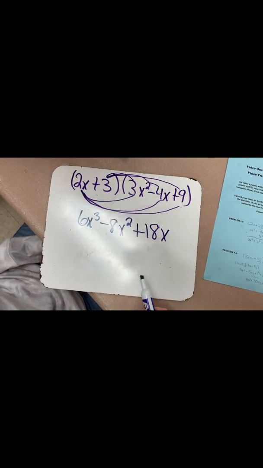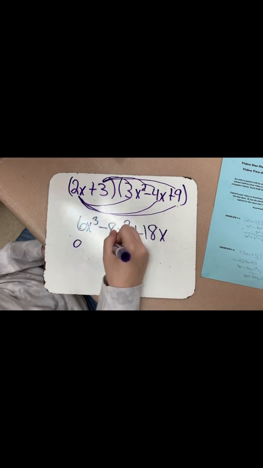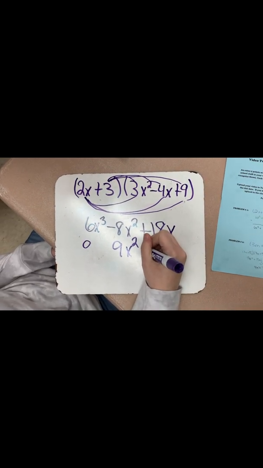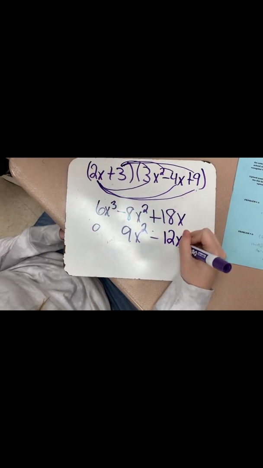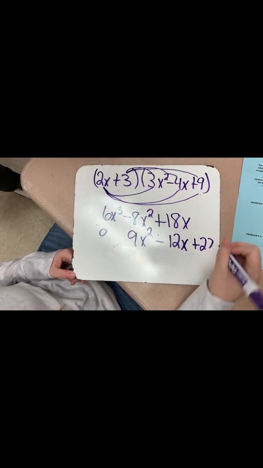You start by multiplying 3 times 3x squared. You'll get 9x squared. Then multiply 3 times negative 4x. You'll get negative 12x. Lastly, you will multiply 3 times 9. You will get 27. Now you have to combine your like terms.